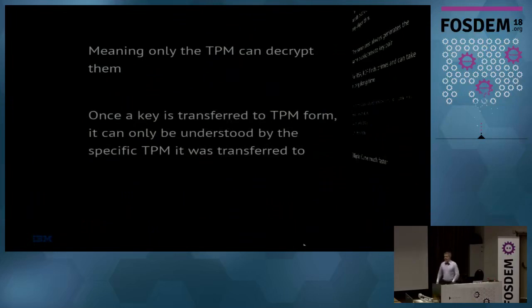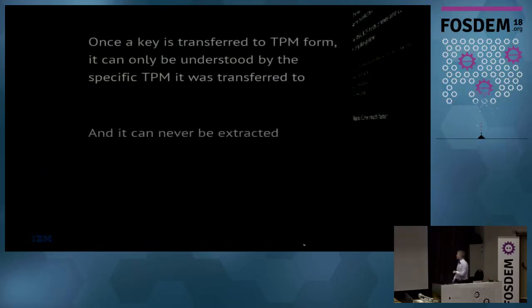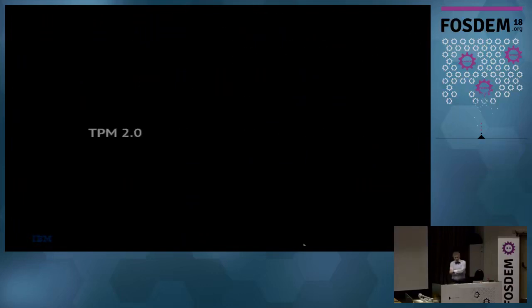And once a key is actually translated to TPM form, it cannot be translated back. So once you have the TPM form of a private key, you cannot go back to the non-TPM form. So it's a one-way function. You don't get the key back ever. This means it can never be extracted, which is useful for security.